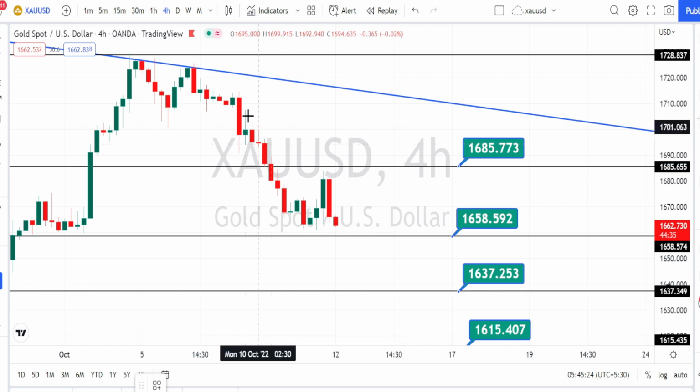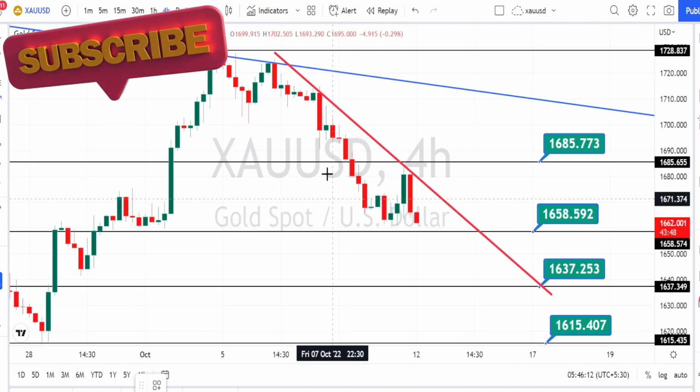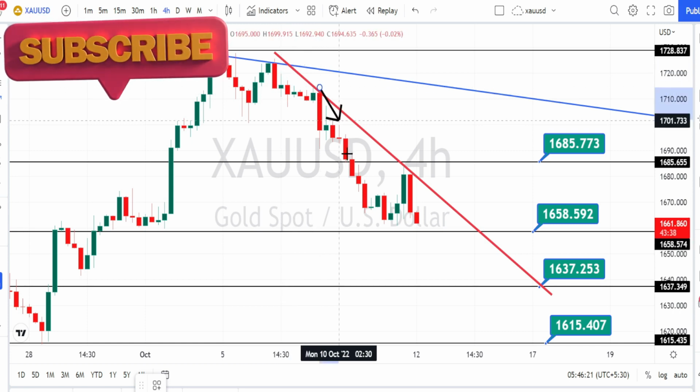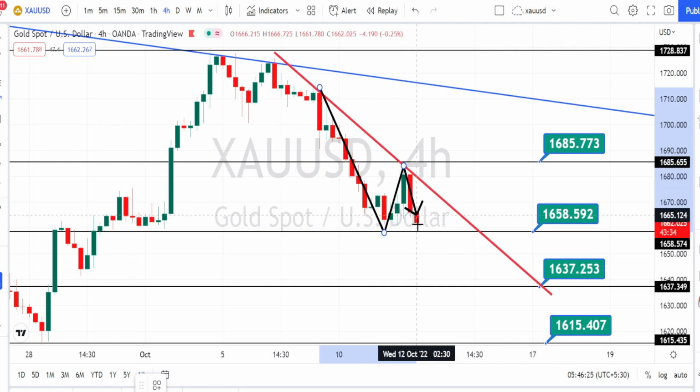So for now, I would recommend you to again draw a resistance line or a trend line for 4 hours time frame. So as long as the price action is trading below this resistance line, we can expect a bearish trend to continue in 4 hours time frame.